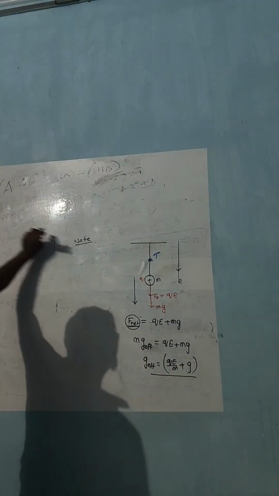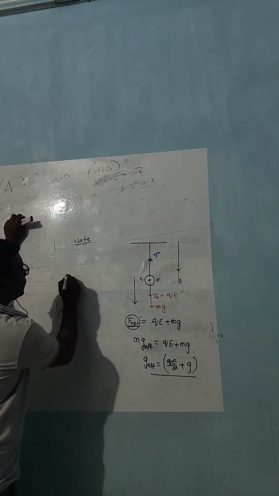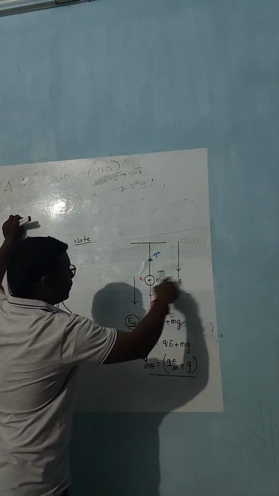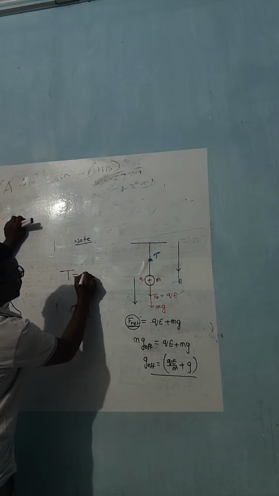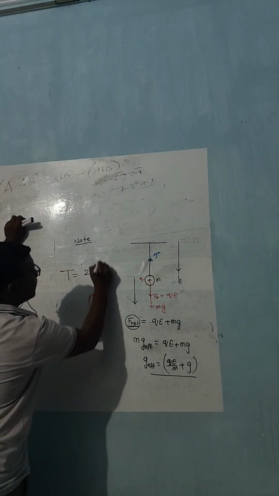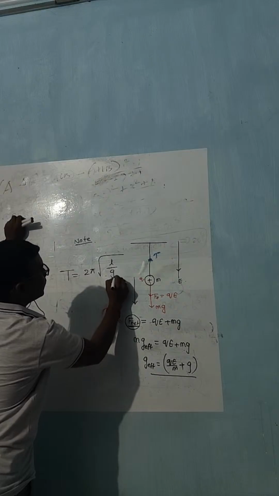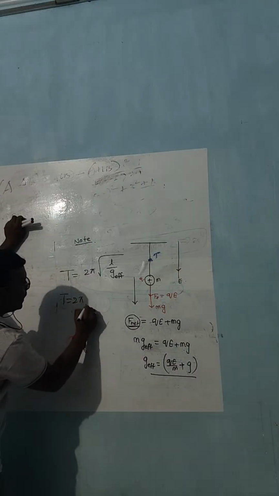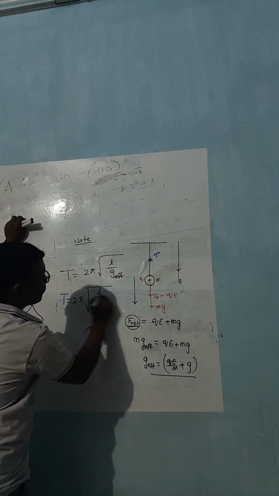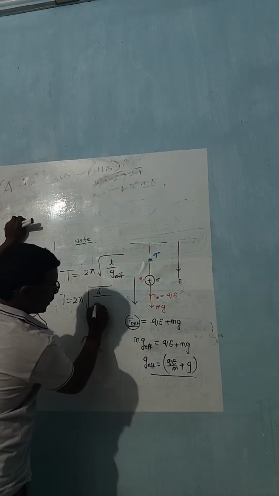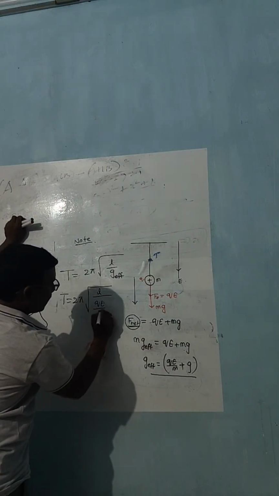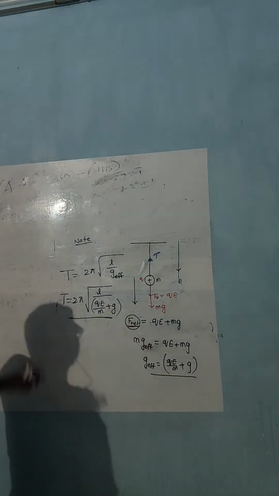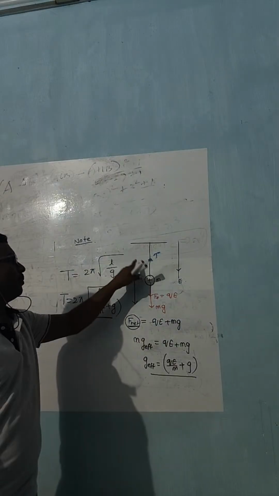So it is oscillating and the time period will change. How is it changing? Because it is oscillating due to this electric field. So we have to write T equals 2 pi root L by g effective, where g effective is QE by m plus g. This is the acceleration of a simple pendulum.